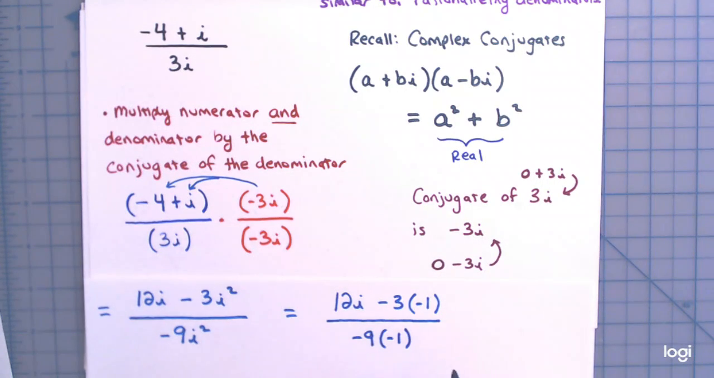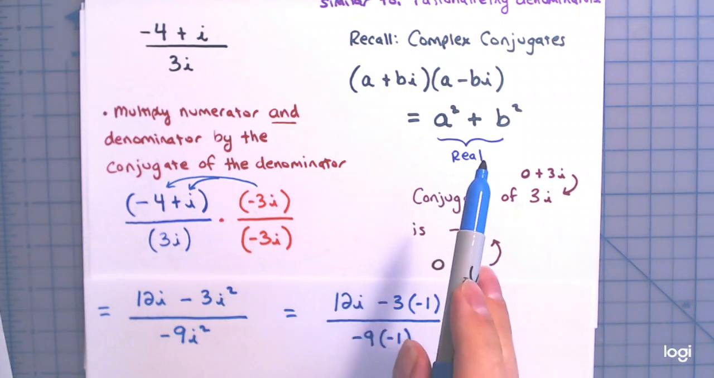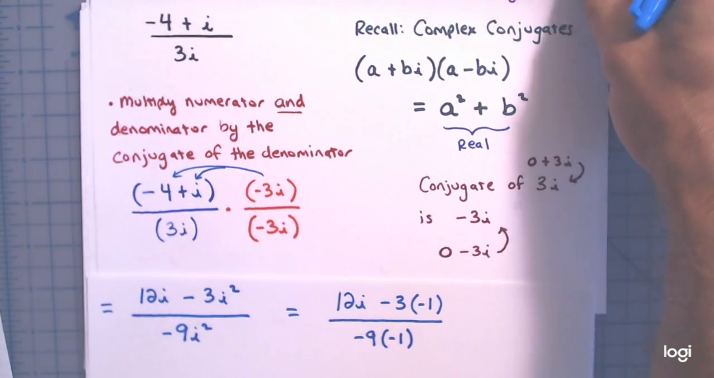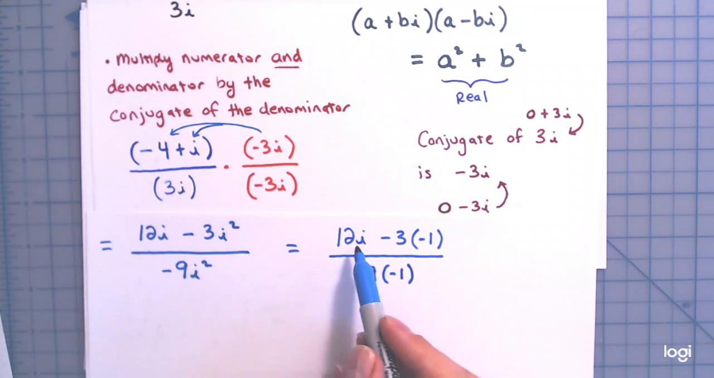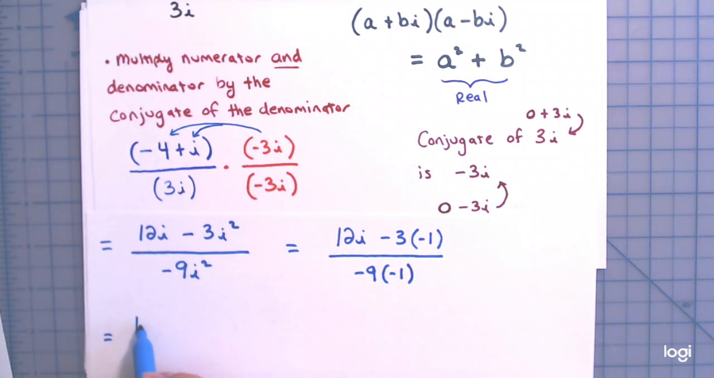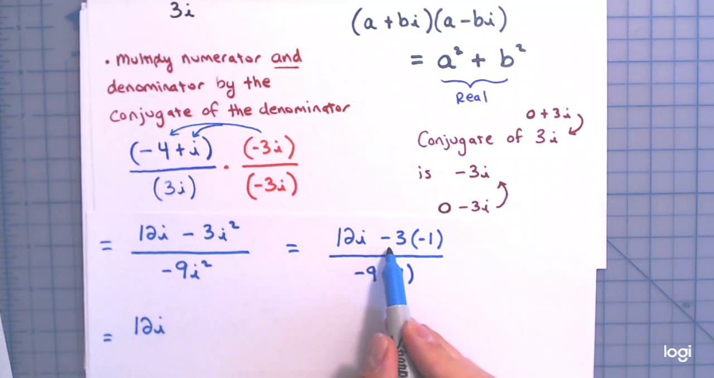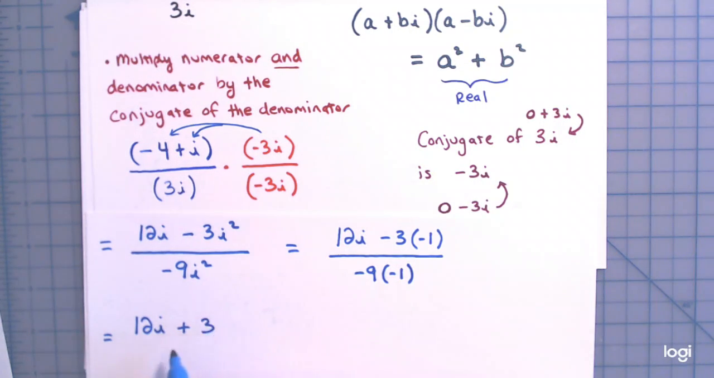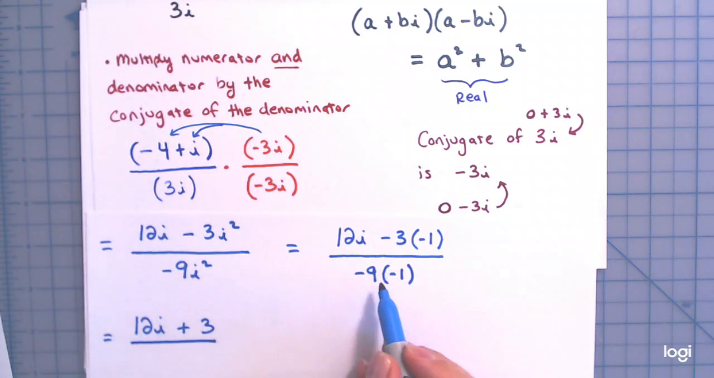And do you see now, when I multiply two conjugates, as I stated up here, the result will be a real number, right? It won't have i anymore. When you multiply 3i and negative 3i, see how there's no more i in the denominator. Alright, so I keep simplifying further. So we have in the numerator 12i, then negative 3 times negative 1, the next term is positive 3, divided by, and then negative 9 times negative 1 in the denominator, that's positive 9.